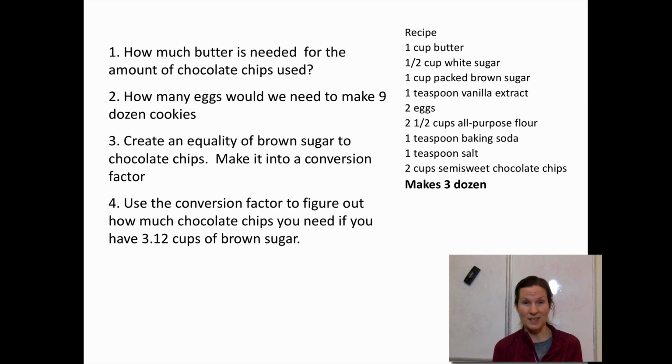So you could create an equality for this. We could say that essentially 1 cup of brown sugar equals 2 cups of chocolate chips. In reality, that relationship makes no sense except within the confines of this particular recipe. But with that information, we could always convert from one to another using that as a conversion factor.